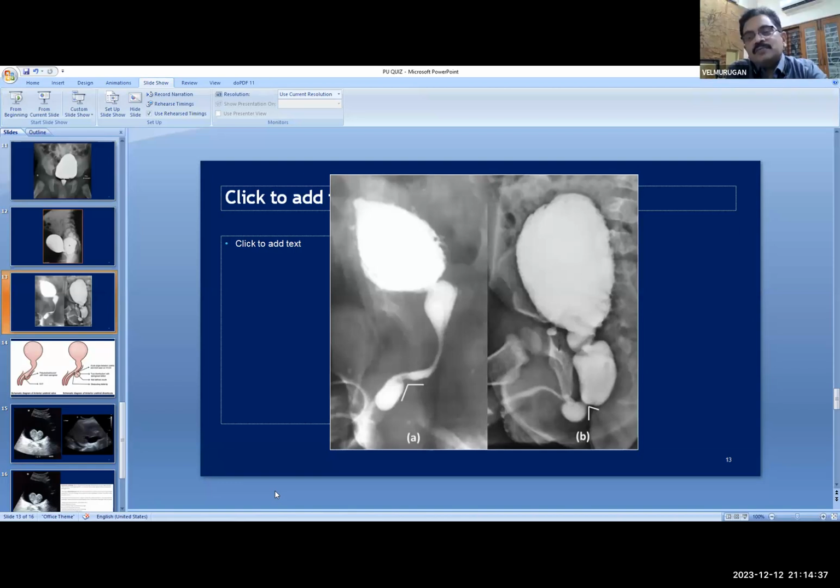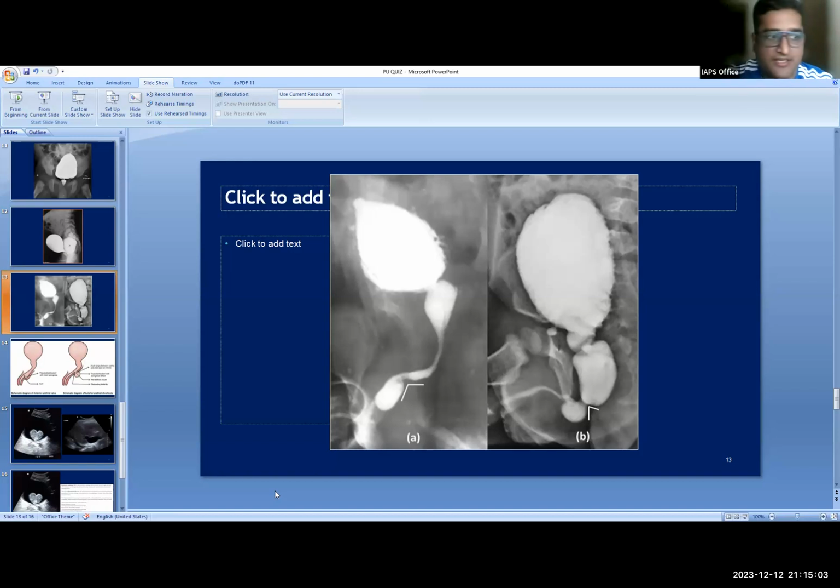Is one a diverticulum? Yes, sir. The A film is a diverticulum, sir. And a valve, anterior urethral valve. These are the two differential diagnoses for such conditions. Okay, A is anterior urethral valve and B is diverticulum.